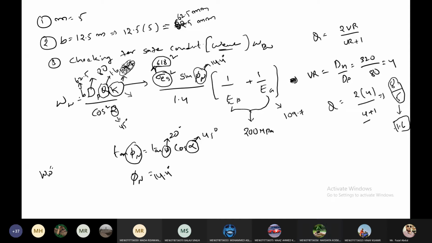618 square sine 14.4 by 1.4, into 1 by 200 plus 1 by 200. Like this, I think you are substituting, or any other way you are substituting. First you calculate this one separately and this one separately, and after calculating, multiply with this one. Then you will get the proper answer.